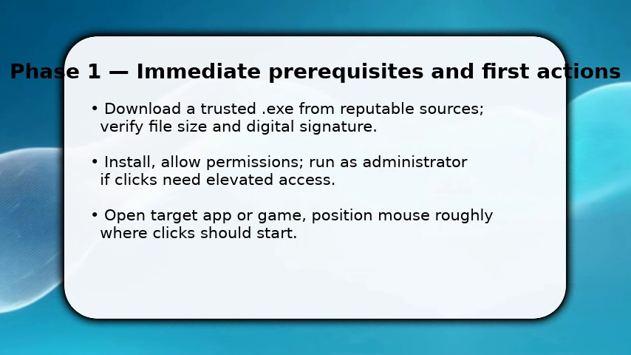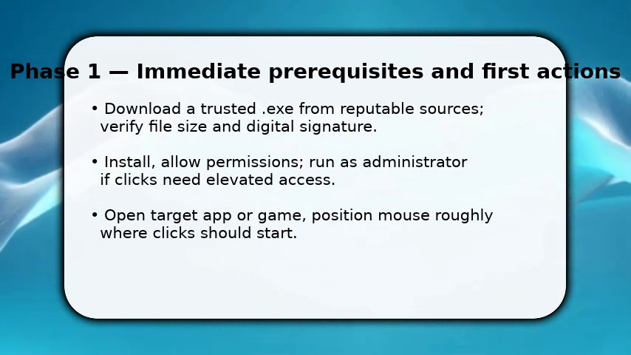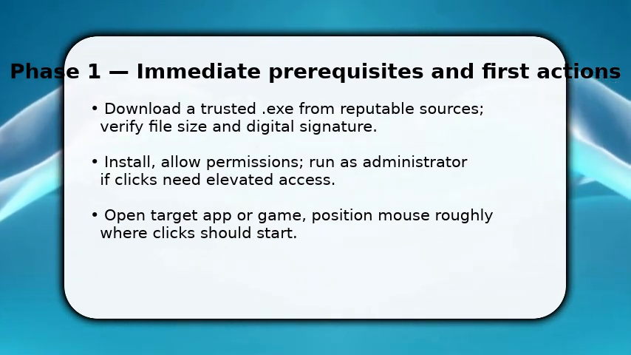Make sure the target window is open and your cursor is visible. Position the pointer roughly where you want automated clicks. This first step avoids permission errors and speeds up the rest of the setup.